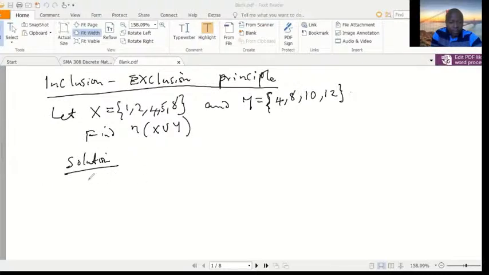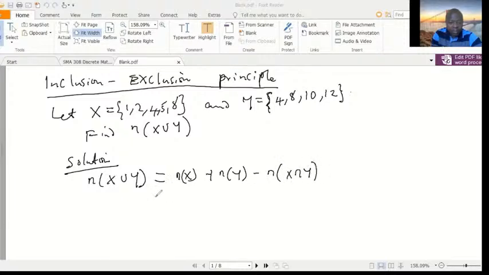The question is, find the number of elements in the union of X and Y. And I want to use the Inclusion-Exclusion Principle, which says that the number of elements in the union is the number of elements in X plus the number of elements in Y minus the number of elements in the intersection of X and Y. The number of elements in X are 5. The number of elements in Y are 4.